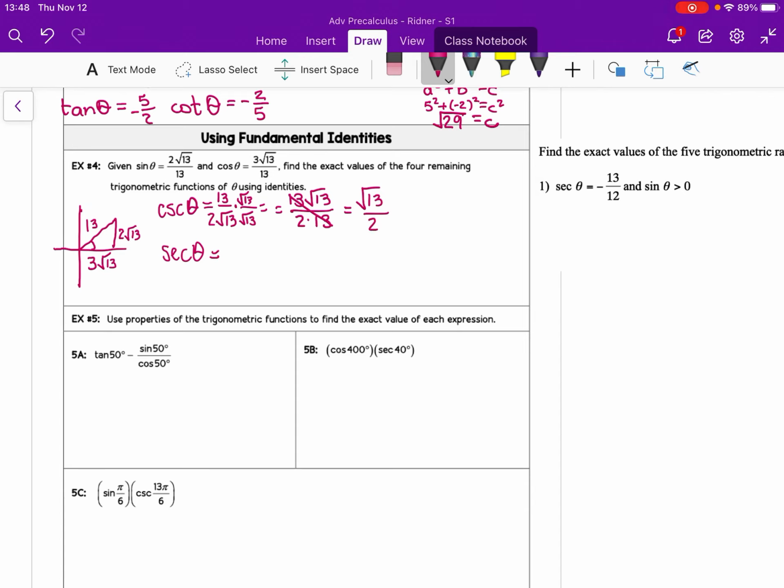Okay. Same idea here. Multiplying the top and bottom, I get 13 square root of 13 over 3 times 13. Again, the 13s cancel.